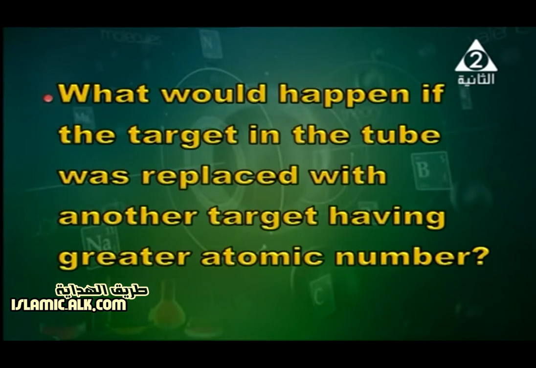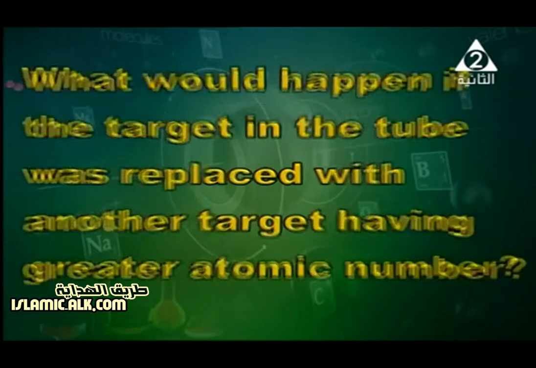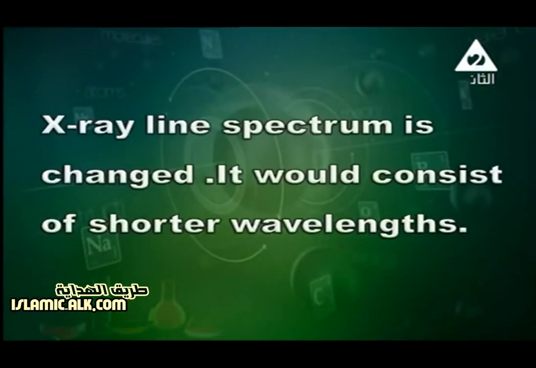What would happen if the target in the tube was replaced with another target having greater atomic number? This is a very important item. This will affect the line spectrum of X-rays. When replacing the target, the line spectrum will be changed. And now we are replacing it with another one having greater atomic number. So the X-ray line spectrum is changed. It would consist of shorter wavelengths.